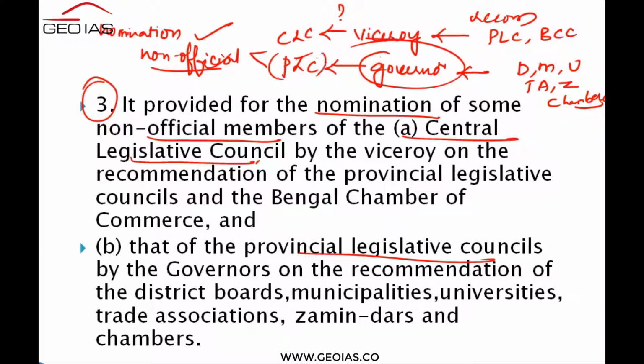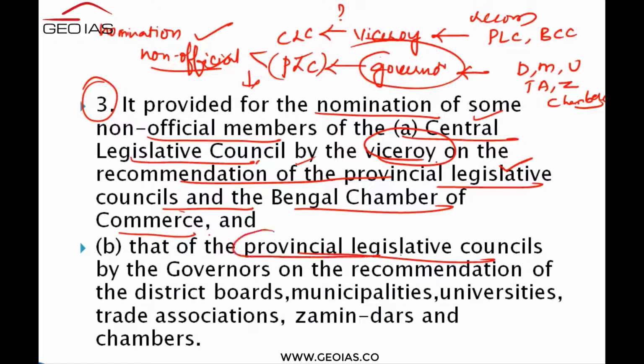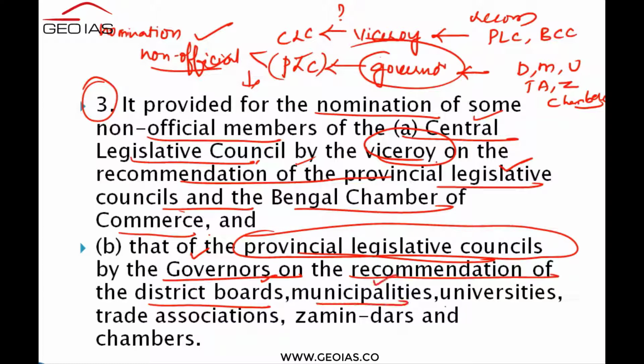This is given here. See, some non-official members of the central legislative council were appointed by the viceroy, and their names were recommended by the provincial legislative councils and the Bengal Chamber of Commerce. And at the provincial legislative council level, the non-official members were nominated by the governors on the recommendations of district boards, municipalities, universities, trade associations, zamindars and chambers.